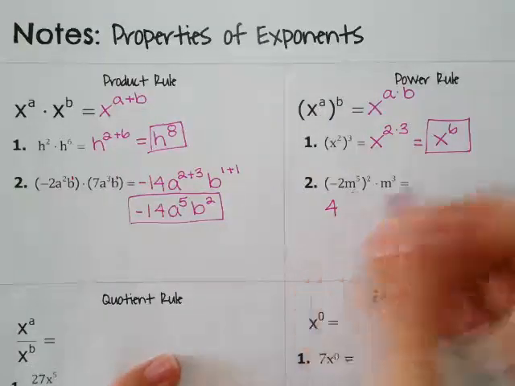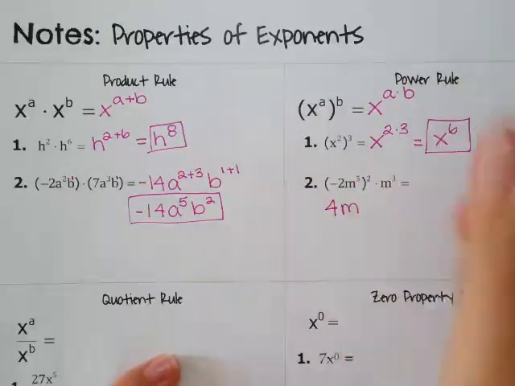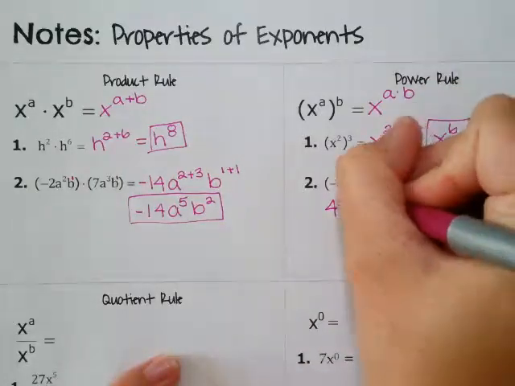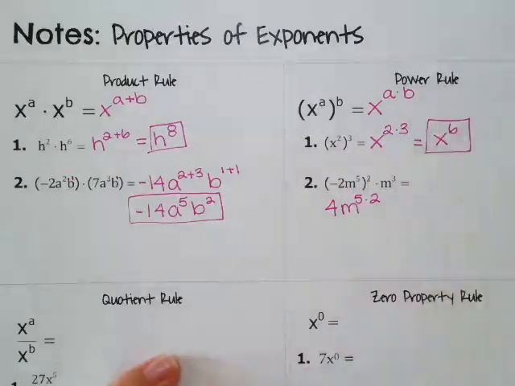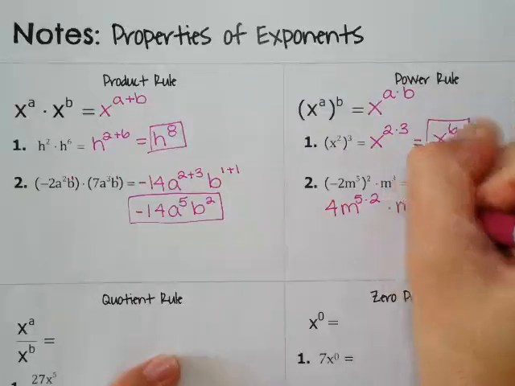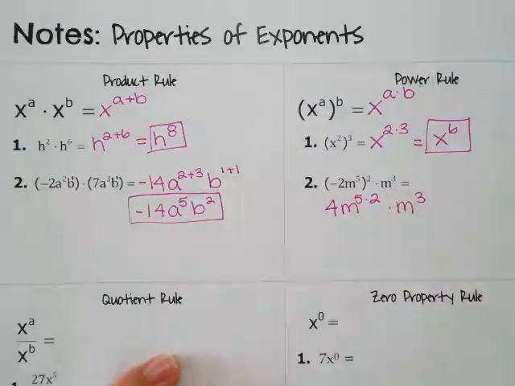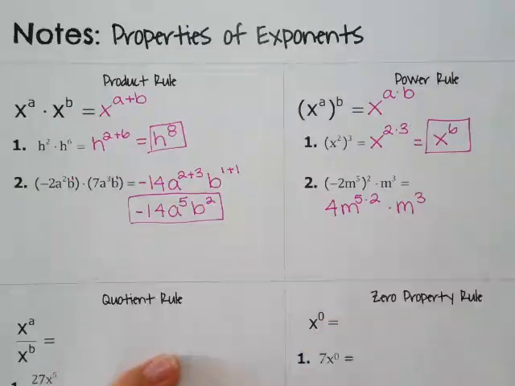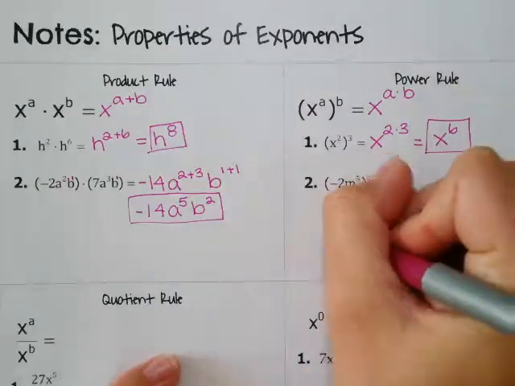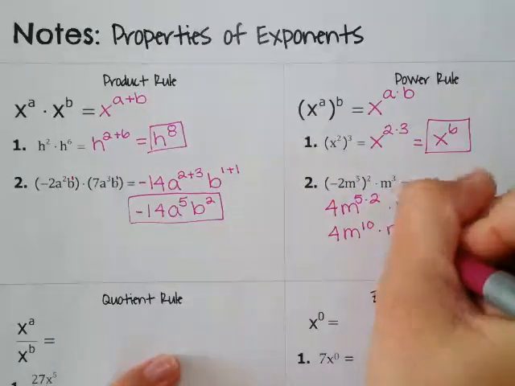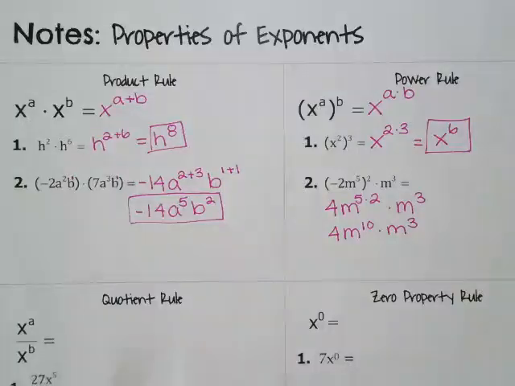Again, we have our base of m, and we're going to multiply that 5 and the 2 together. So 5 times 2. Again, I can drop the parentheses because I've already done everything with that 2 on the outside. And then bring down that times m to the 3rd. Let's continue simplifying this one. 5 times 2 is going to give us 10. So really this is 4m to the 10th times m to the 3rd.